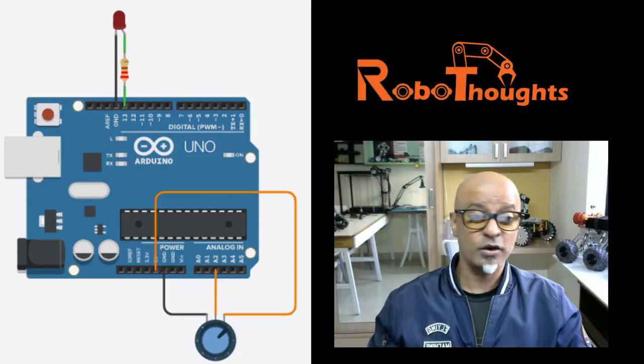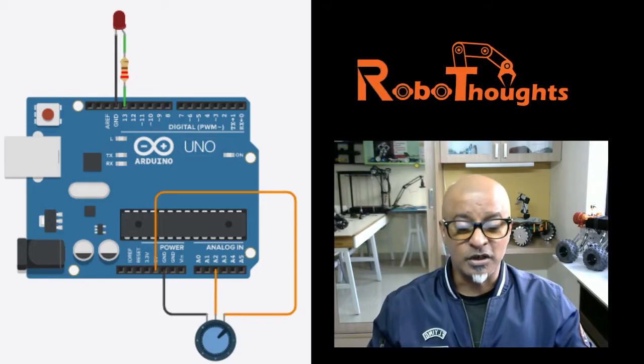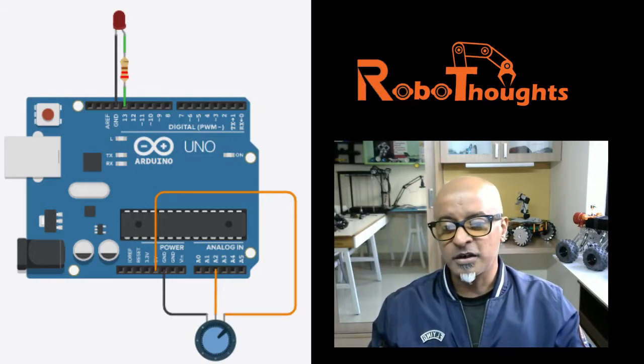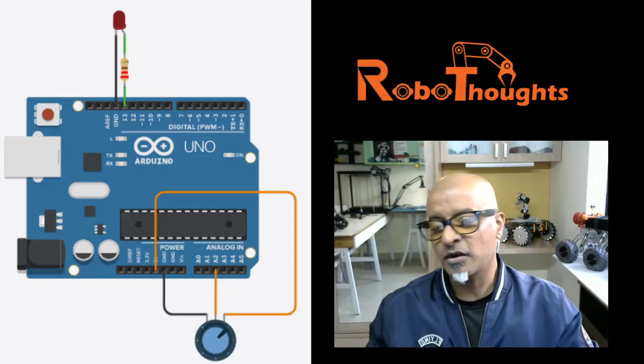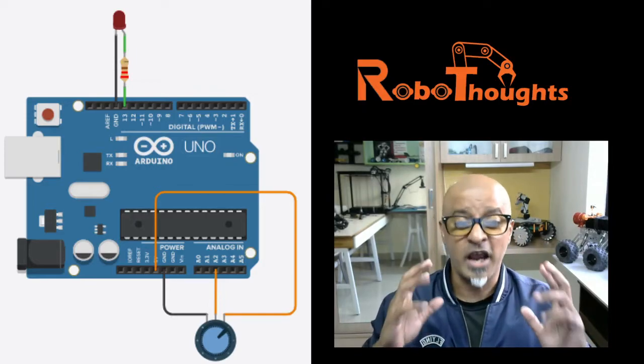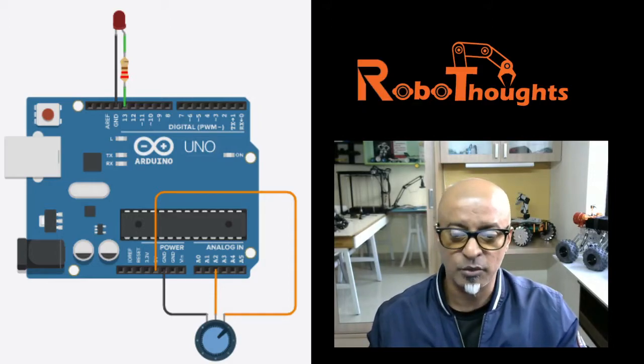That is the code we are going to write, right? Okay, and the connection, of course: one outer pin of the potentiometer is connected to the ground, and the other external pin is connected to 5 volt of the Arduino board, and the middle pin of the potentiometer is connected to the analog input pin, that is A2 of the UNO board.